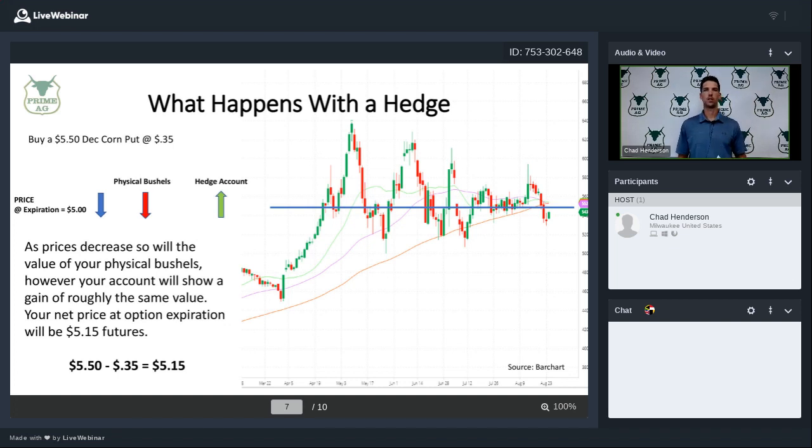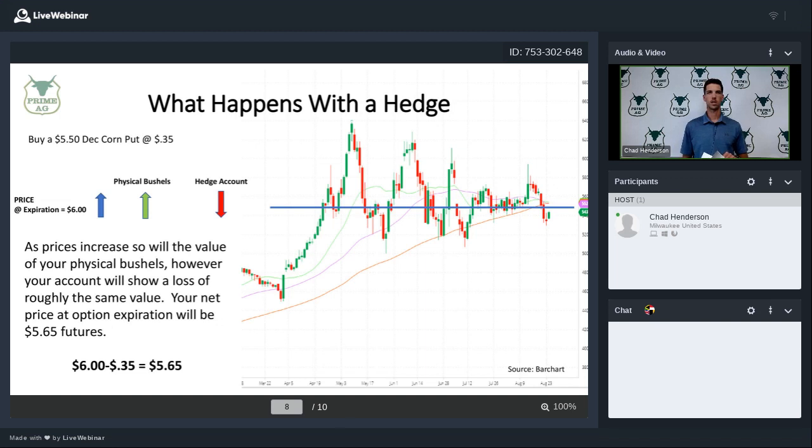So if futures are at $5 at expiration, remember, you're going to show a gain in your hedge account. You're going to think that this is a great deal. Your put made some money, but you have to remember those same 5,000 bushels that you are still holding have also decreased the same amount in value, and that's going to bring you back to that 515 floor price.